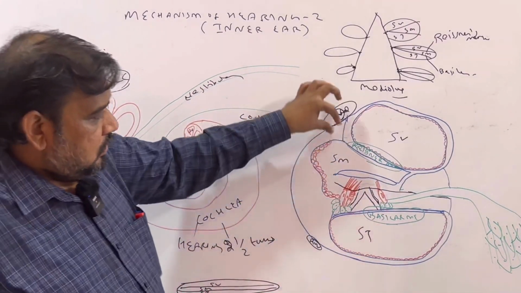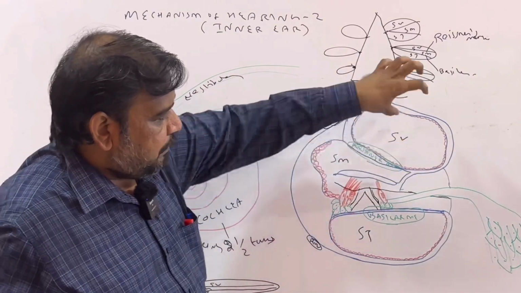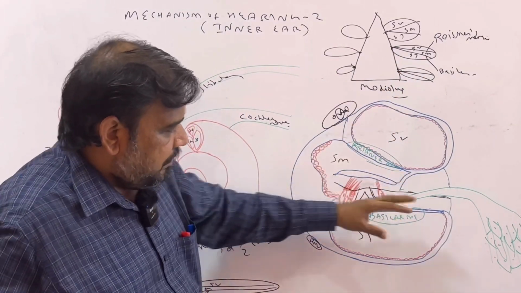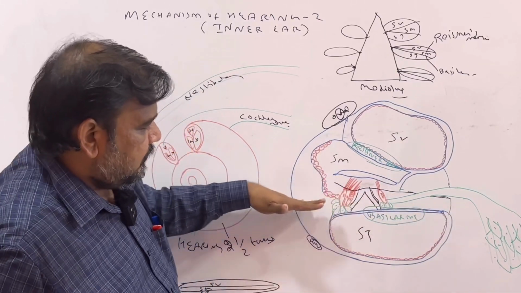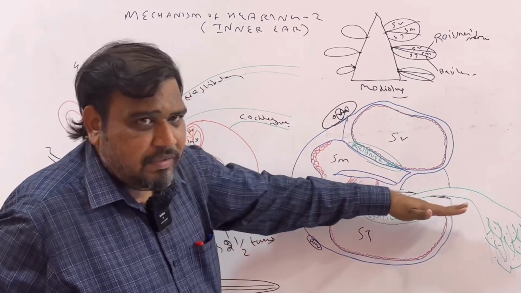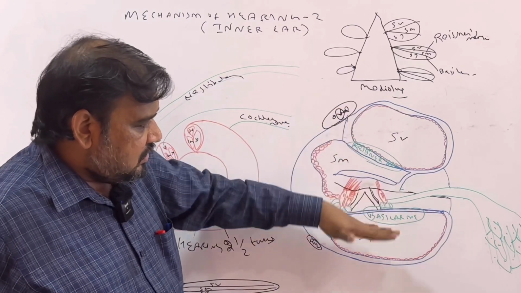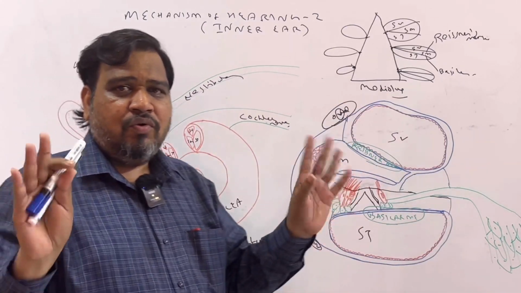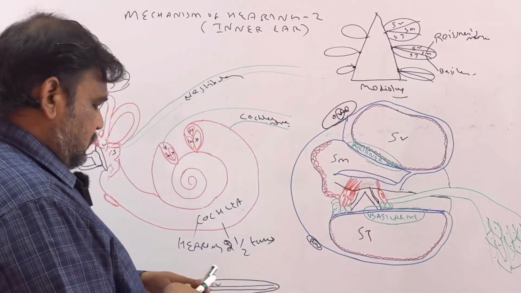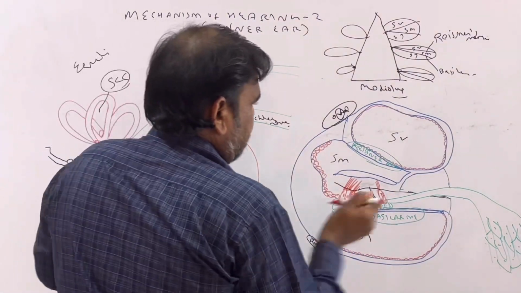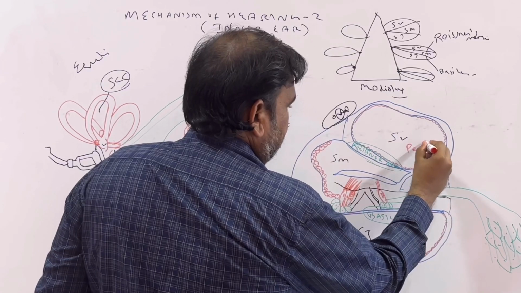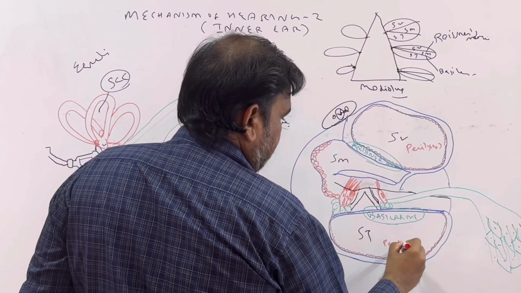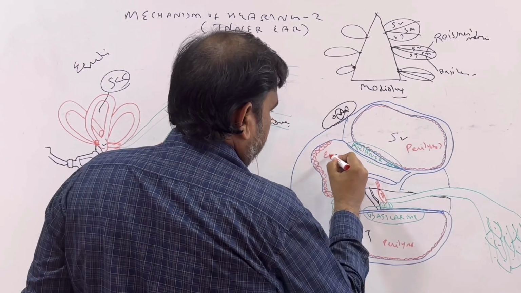So the Reissner's membrane is the one which separates the scala vestibuli and the scala media. The basilar membrane, the blue color you can see here, divides the scala tympani below and the scala media. Now next, what fluid is present in each scala? Scala vestibuli contains perilymph, scala tympani contains perilymph, and scala media contains endolymph.